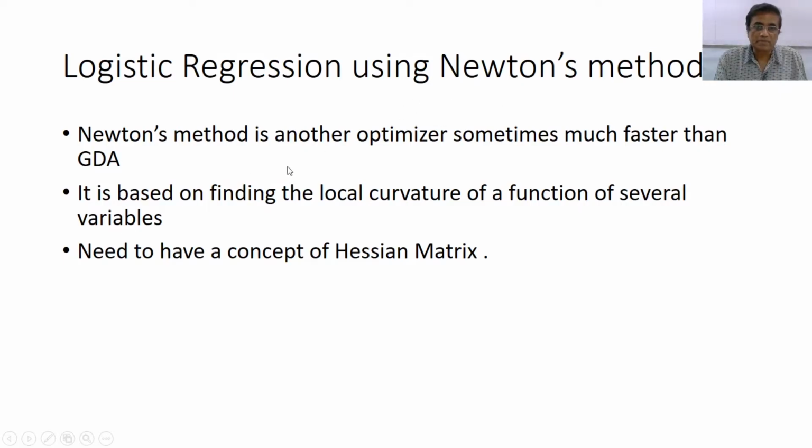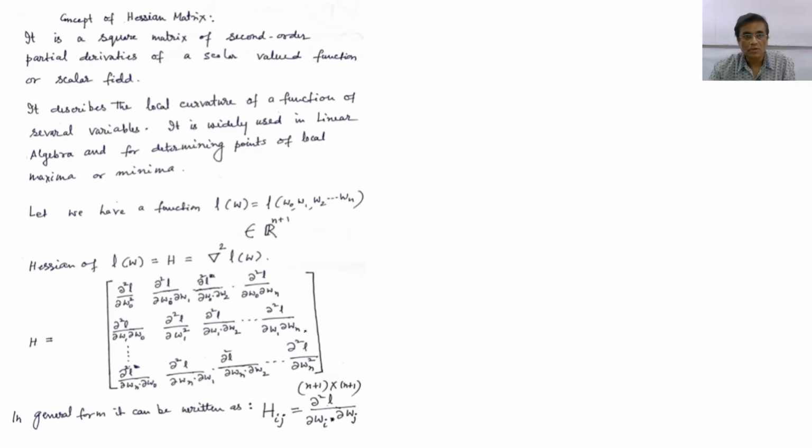Basically, Newton's method is another optimizer. Sometimes it actually works much faster than the gradient descent algorithm. Not sometimes, almost always. It is based on finding the local curvature of a function of several variables. I will take a digression from here because you need to have a concept of the Hessian matrix to understand Newton's method.